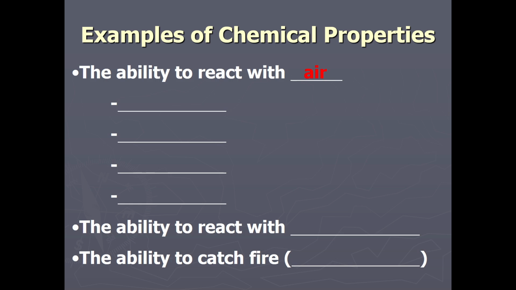So, the ability to react with air is one example. What are some ways that things react with air? I see, like where people will be in a gas plant sometimes, and gas will be in it, and then somebody will light a cigarette. So that's combustion. Combustion is reacting with oxygen.